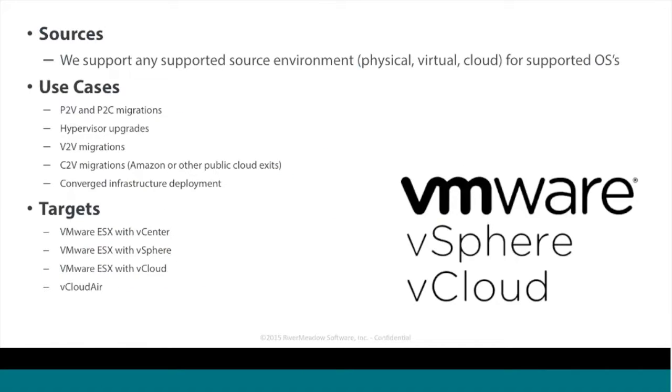From a use case perspective, it's P2V, P2C migrations, hypervisor upgrades, converged infrastructure deployment. The targets that we're focused on are ESX with vCenter, vSphere and vCloud, and then vCloud Air. And obviously, it's the IaaS that you guys are offering that we're automating that process into based on VMware.